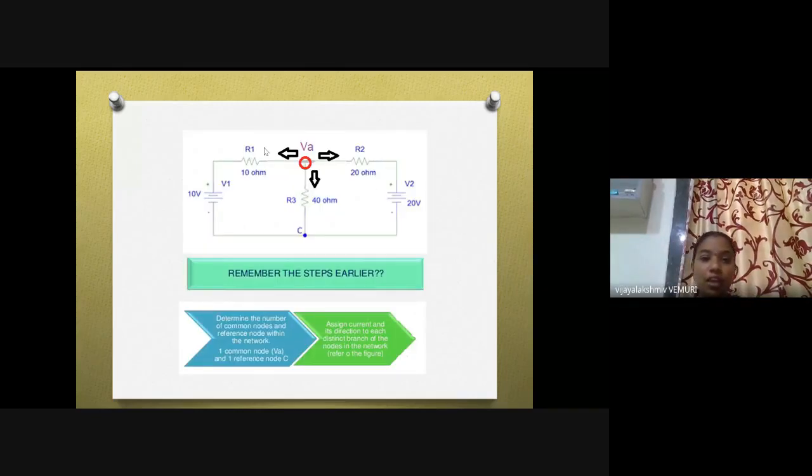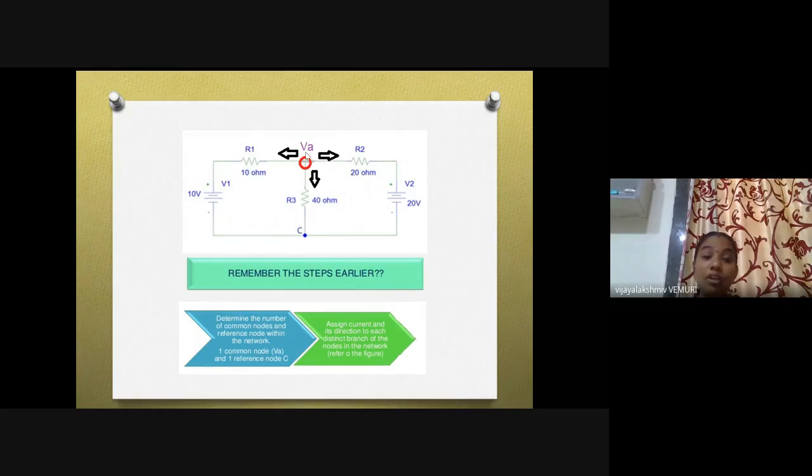So when I am going in this direction, VA minus 10, that means the last terminal which is connected to the reference, you need to check out. Do you have a positive sign or a negative sign? If you have a negative sign, VA minus 10. If you have a positive sign here, VA plus 10. So VA minus 10 is the voltage.